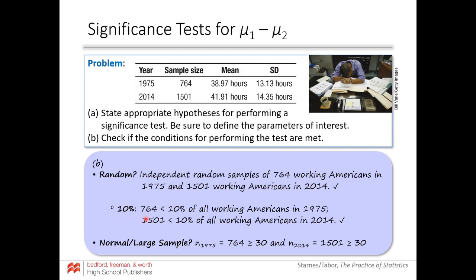10%, yes, it worked out for this one. 764 is less than 10% of all working Americans, and 1501 is less than 10% of all working Americans. And then does it meet the normal large sample size? Yes, both those sample sizes are greater than 30, so we're good to go.